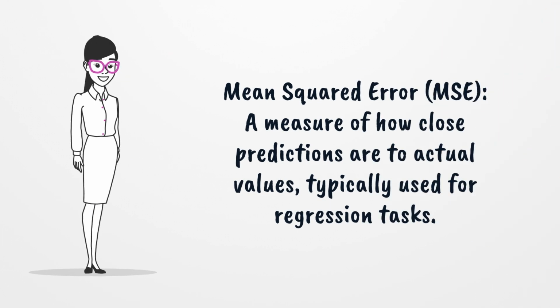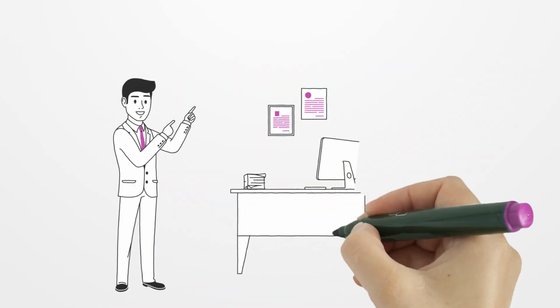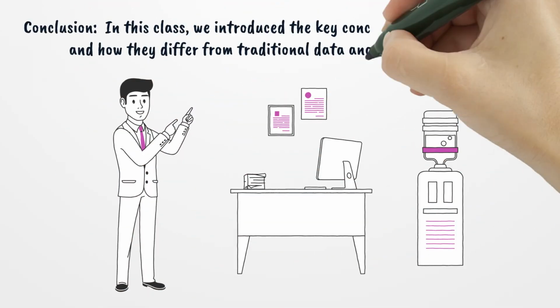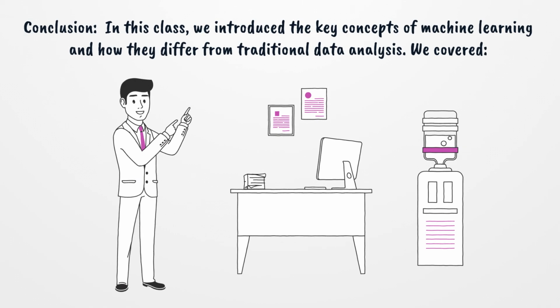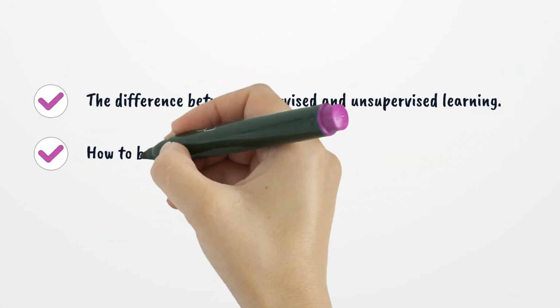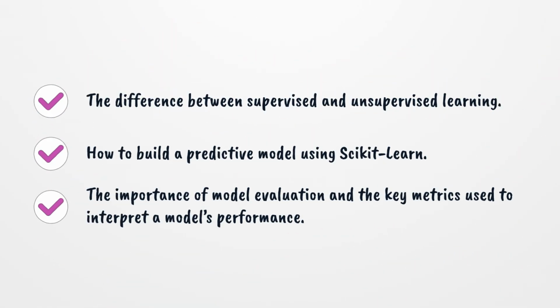Mean squared error, MSE, a measure of how close predictions are to actual values, typically used for regression tasks. Conclusion. In this class, we introduced the key concepts of machine learning and how they differ from traditional data analysis. We covered the difference between supervised and unsupervised learning, how to build a predictive model using Scikit-learn, the importance of model evaluation and the key metrics used to interpret a model's performance.